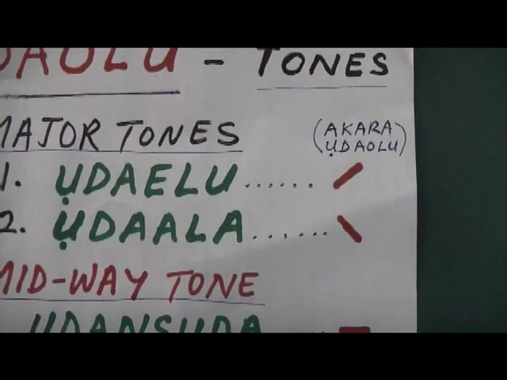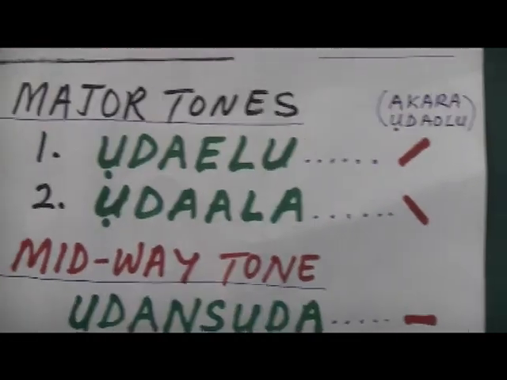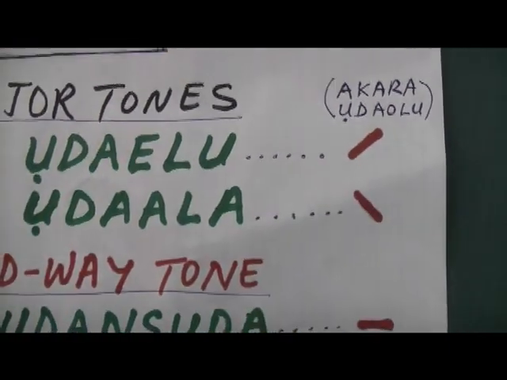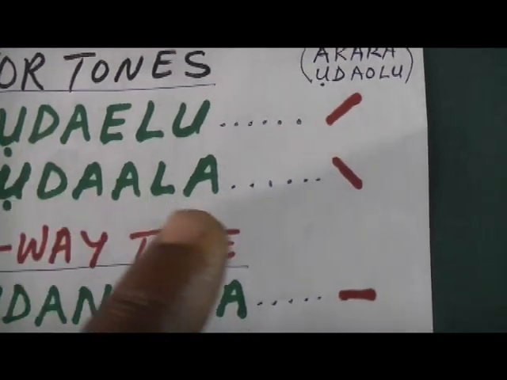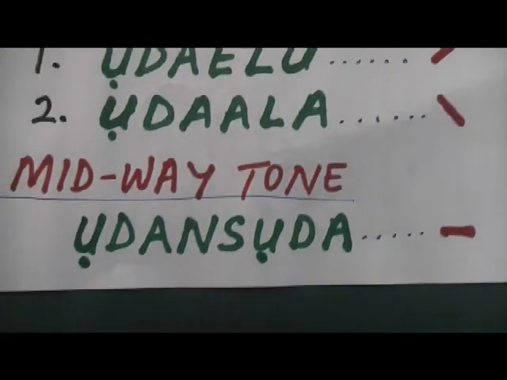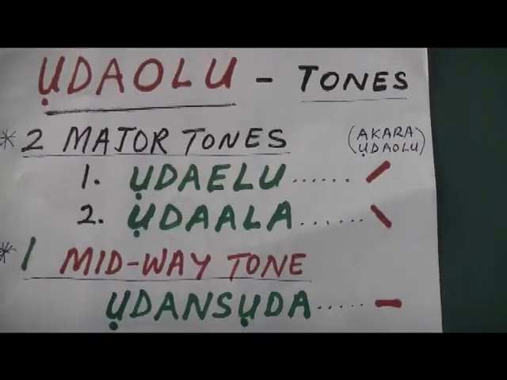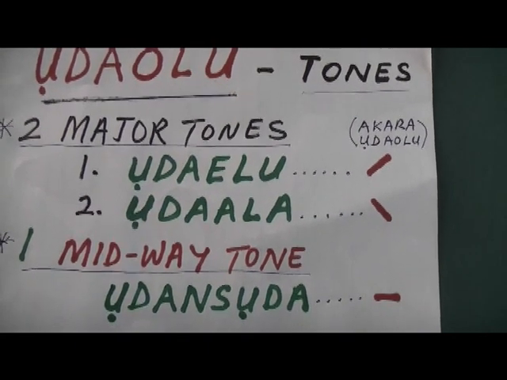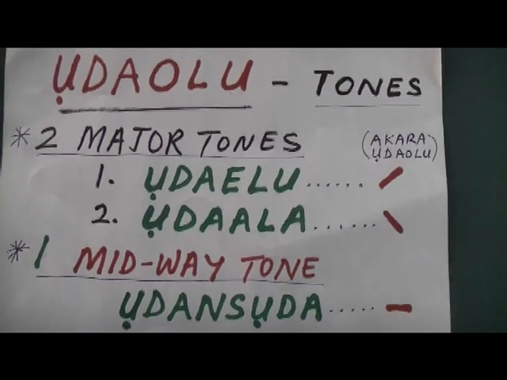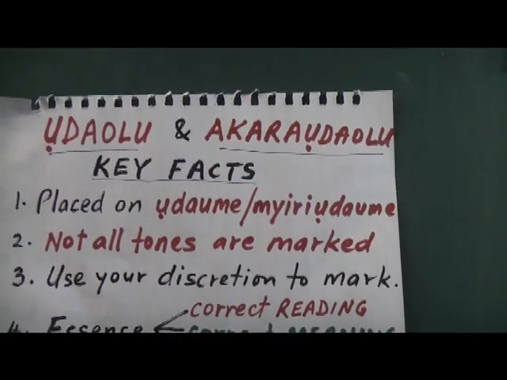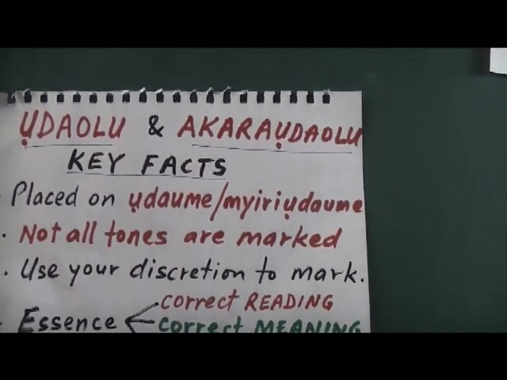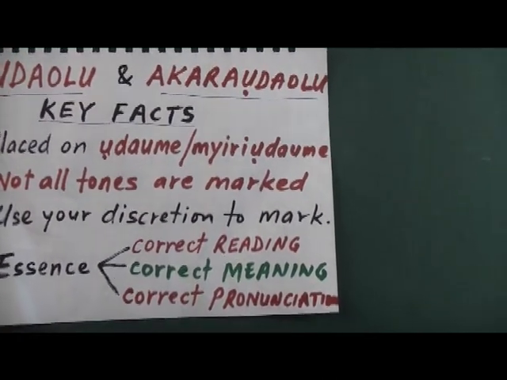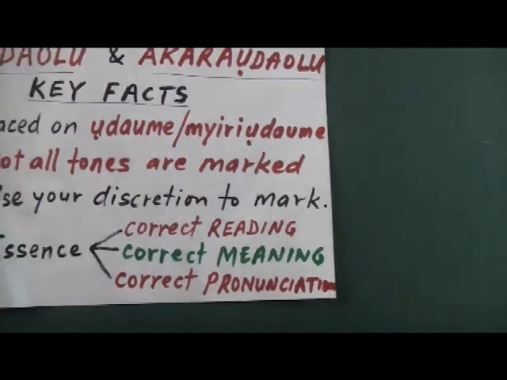The mark for each tone is specified as follows. Ụdaolu or high tone has a mark that goes up. Ụdala, its own mark comes downwards. The midway tone is simply horizontal. You know very well that tones are marked on vowels. They can also be marked on oyiri, ụdaume. Some facts you need to know about Ụdaolu and Akaraụdaolu are as follows. The tones are placed on top of ụdaume or on top of nyiri ụdaume.